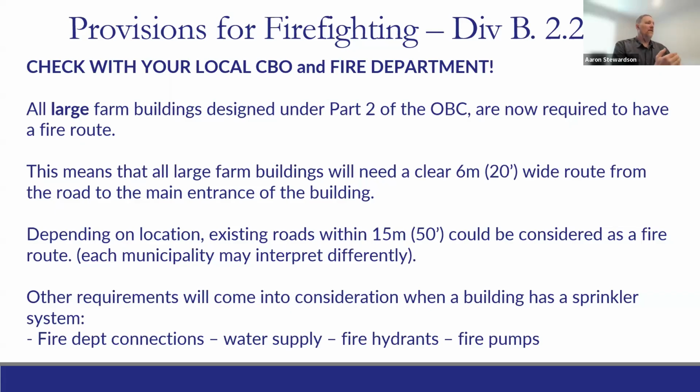Other requirements may come into this as well when you're thinking about fire routes, such as whether you need a fire department connection for the sprinkler system, right? That's the Siamese connection on the outside of a building that you see. Water supply: do you need a fire hydrant? Because if there's municipal water there, you may be required to bring a fire hydrant back to the barn, or within 45 meters of the barn. And then fire pumps, which are pumps that are generally natural gas or diesel that will pressurize the sprinkler system when needed.